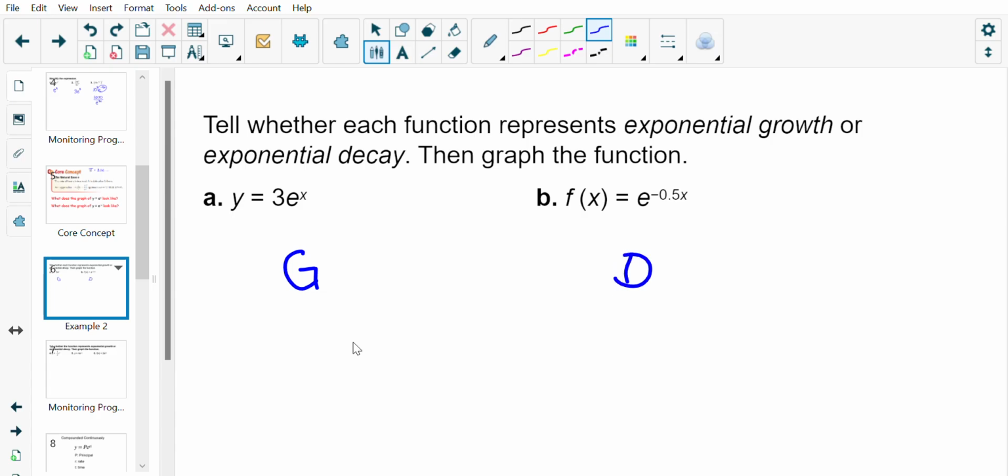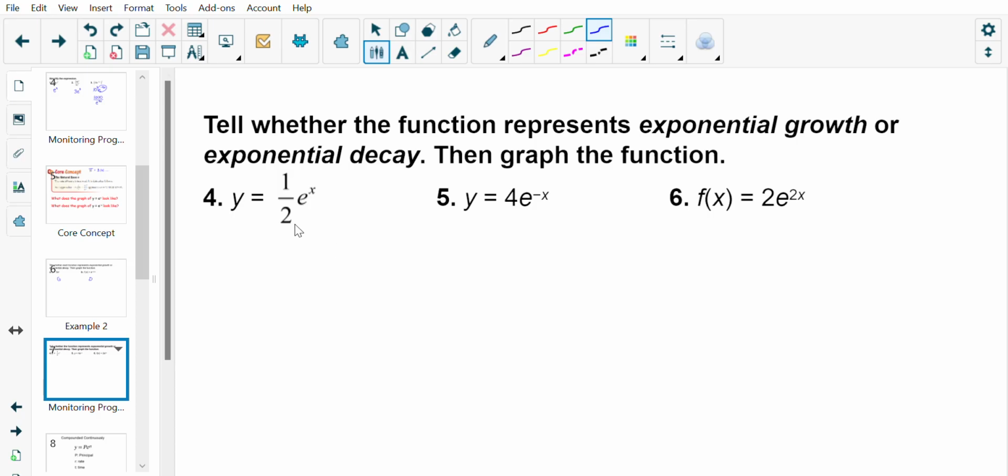And then graphing the function, I'm not going to physically graph it. If you are at home and need to graph it, you can type that into Desmos, or if you're at school, you can use the graphing calculator. Here are some more examples. This one would be a growth. This one would be a decay because that x is negative. This one, that's a positive 2x, so this would be a growth as well.